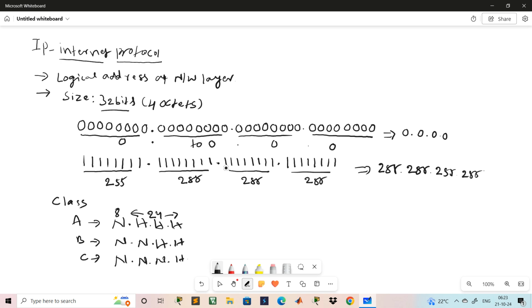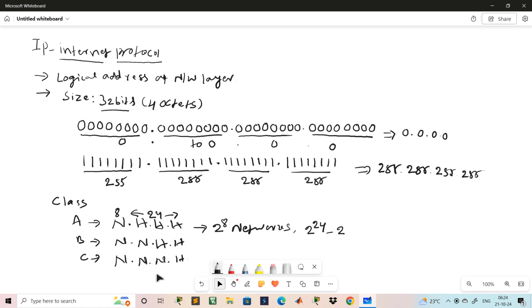What is the meaning of reserving 8 bits for network and 24 bits for host? For example, in class A, you can connect 2 raised to 8 networks. Per network, how many systems can you connect? That is 2 raised to 24 minus 2 systems. What is this minus 2? One is the network address, one is the broadcast address. They should not be assigned to any host machine. We'll see how to calculate the network address and the broadcast address.